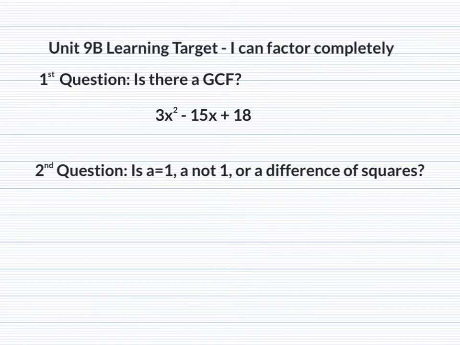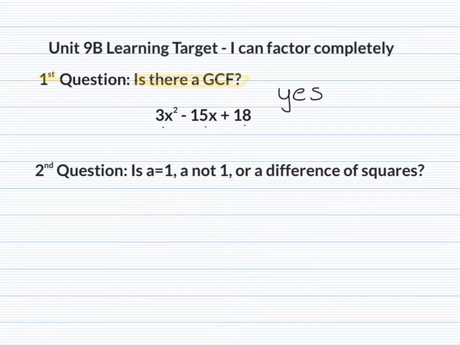So first question is, is there a GCF? Okay, so greatest common factor. As we look at the first problem, 3x squared minus 15x plus 18, we have to think about, is there a greatest common factor that goes into all 3 terms? In this case, the answer is yes.